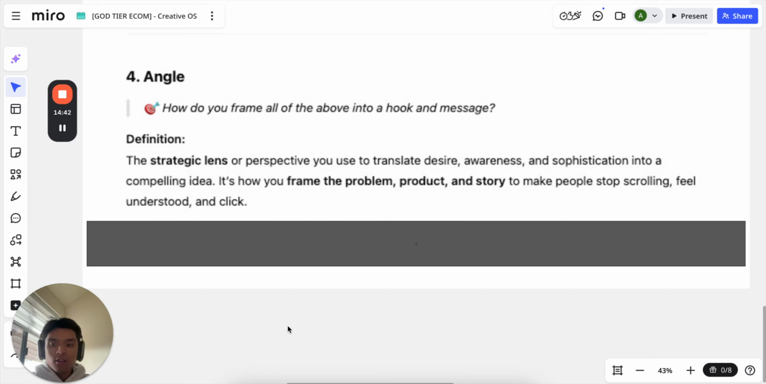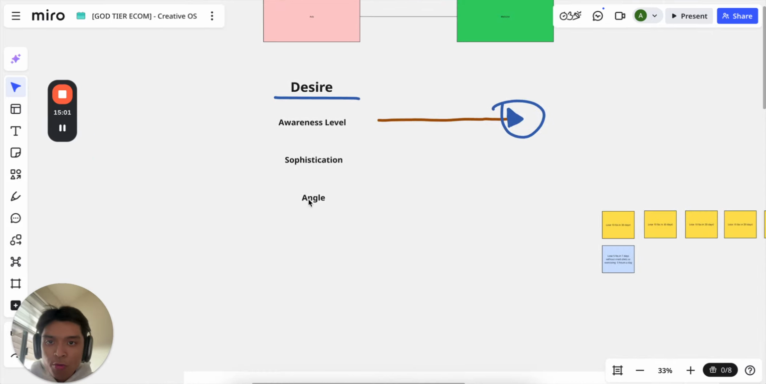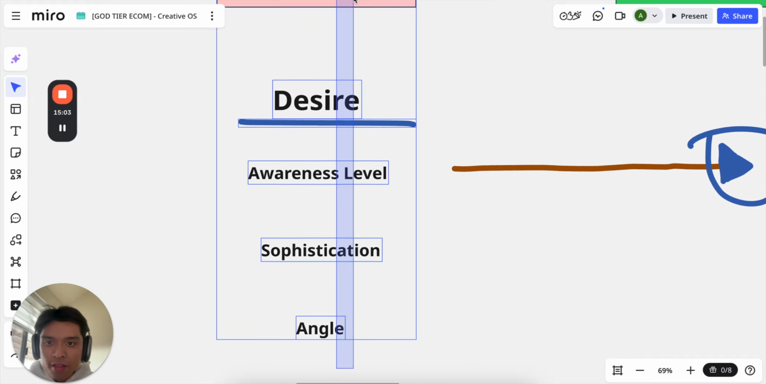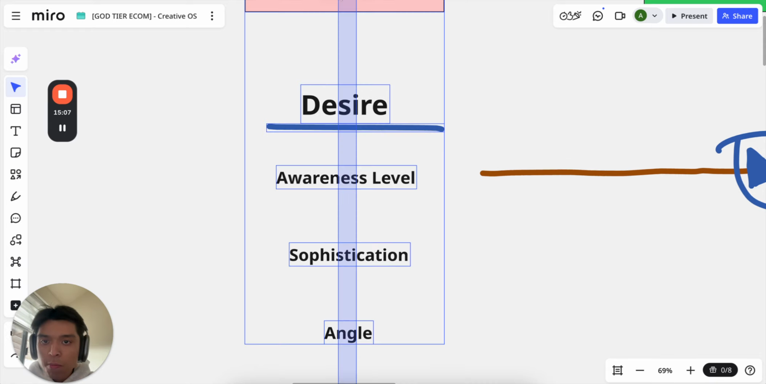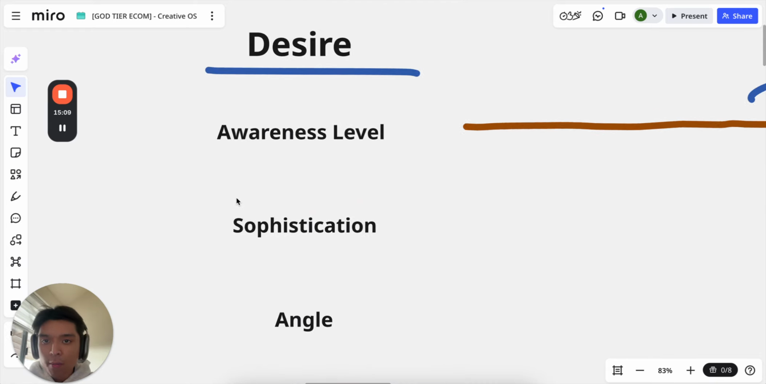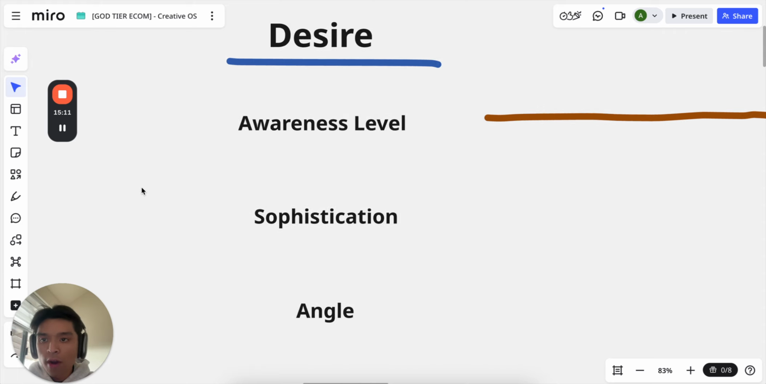Because not everybody cares about, for example, avoiding knee surgery, and not everybody cares about all natural Eastern medicine remedies. So you need to create specific angles, and that's why you have to test multiple different angles in order to resonate with as many people in your audience as possible. Once you have this down, this is all you need to build ads. As long as you have desire, awareness level, sophistication, and angle, you can build literally an infinite number of ads. You will never run out of ad ideas.